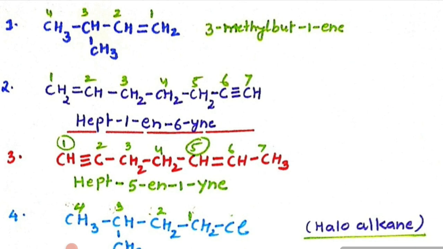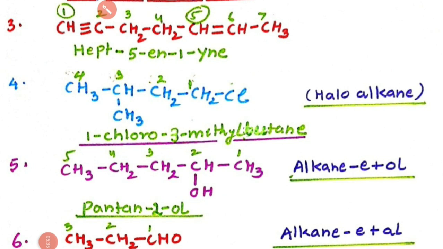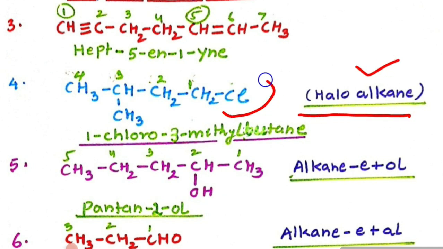Now let us take some other examples containing other functional groups. Here is the halogen containing functional group. This is an example of a halogen containing functional group, and it is named in the form of a haloalkane. This functional group is named in the form of a prefix.